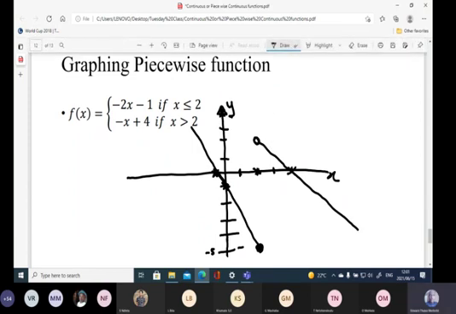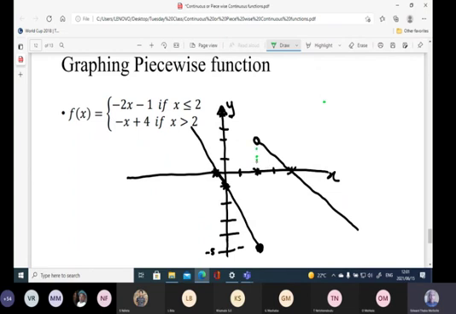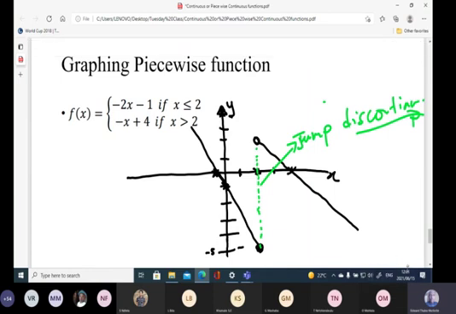Let me show you by highlighting it. You see this space here from this point to this point. This is our jump discontinuity. Okay. We have a jump discontinuity. Okay. So we have managed to plot the graph. Let's plot another one.